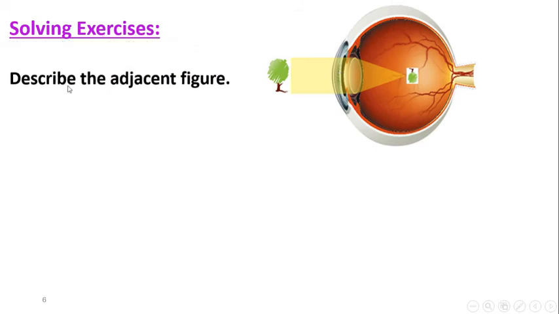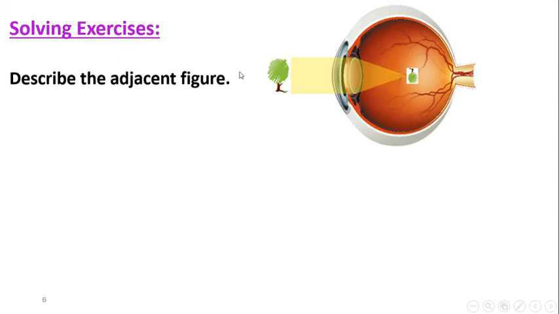You have this figure, they are asking us to describe the adjacent figure. Before reading how we would describe the adjacent figure, let's observe here. What do we observe? We observe here a tree. We see here light passing, here cornea, liquid, pupil, lens, liquid, and here we have the image of the tree. It's an inverted image formed at the retina. As the lens is a convex lens, it forms a real and inverted image at the retina.